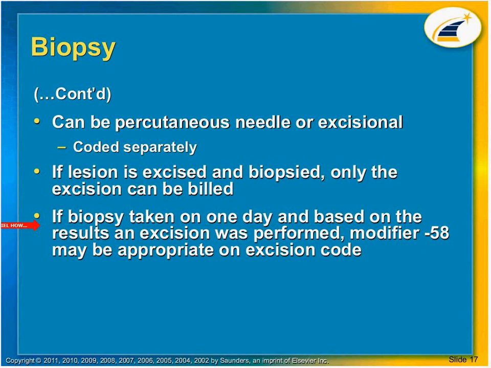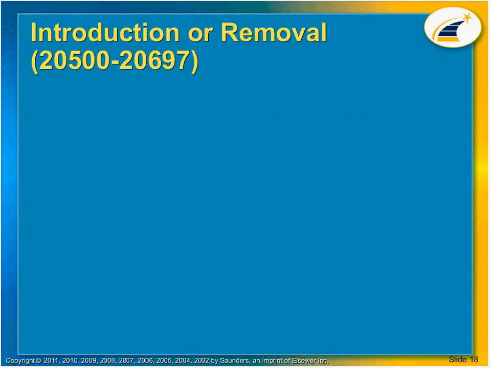Modifier 58 is a staged or related procedure by the same physician during the postoperative period, and so he's going to follow up on a different day during the time that he's already done a service or procedure. The next service that he would bill would have to use the modifier 58 to denote that it is staged. He has a continuation of services that's going to be performed in stages on the same patient during the same 90-day global period. So these are ways that you communicate to the insurance company what your plans are.